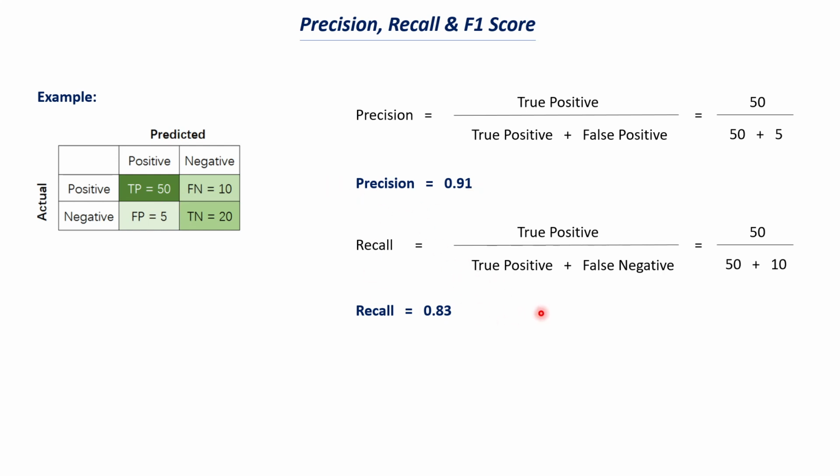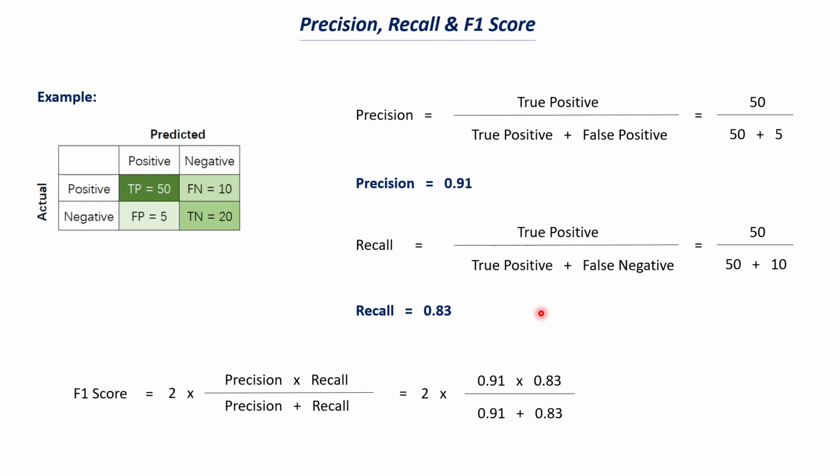Now we have precision and recall, and we can plug these values into the F1 score formula, which is 2 into precision into recall, divided by precision plus recall. When you do this, the final answer is an F1 score of 0.87, which is a combination of precision and recall. So we get an overall picture of the model's performance, whether it is working well and making good predictions or not. This is much more reliable than an accuracy score, especially when there is imbalanced class data.